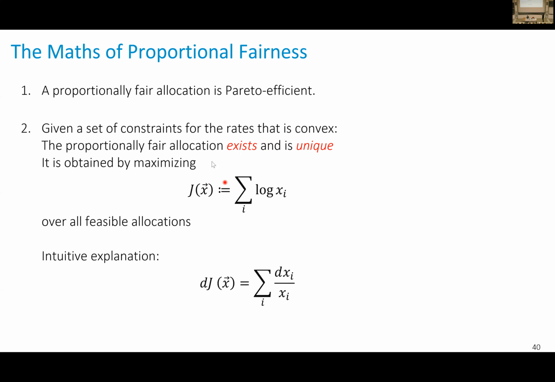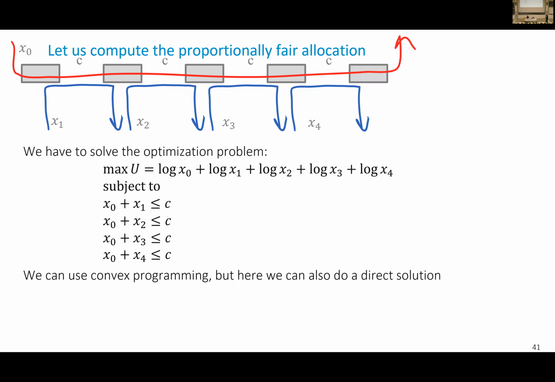The consequence of this is that the proportionally fair allocation is Pareto efficient, because it's maximizing a positive function of the rates. So if I try to unilaterally increase one of the x, then obviously that would not be the maximum, optimal here. Numerically, it's a bit more complicated. Let's do it for this example here. We have seen that the max-min fair allocation was not proportionally fair.